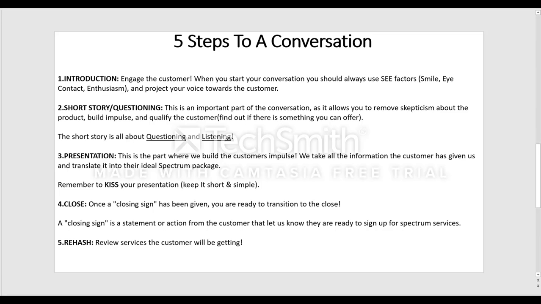Everything that you do, I always like to say that you should talk to people on a sixth grade level, right? Keep everything kindergarten, keep everything super simple, right? And then basically from the presentation, once we build our impulse, we present our product, whatever it is we're selling, right? We're gonna go over the close. Once a closing sign has been given to us, we're ready to transition to the close. In another video, I'm gonna go over the closing signs, but just keep this in mind for your script.